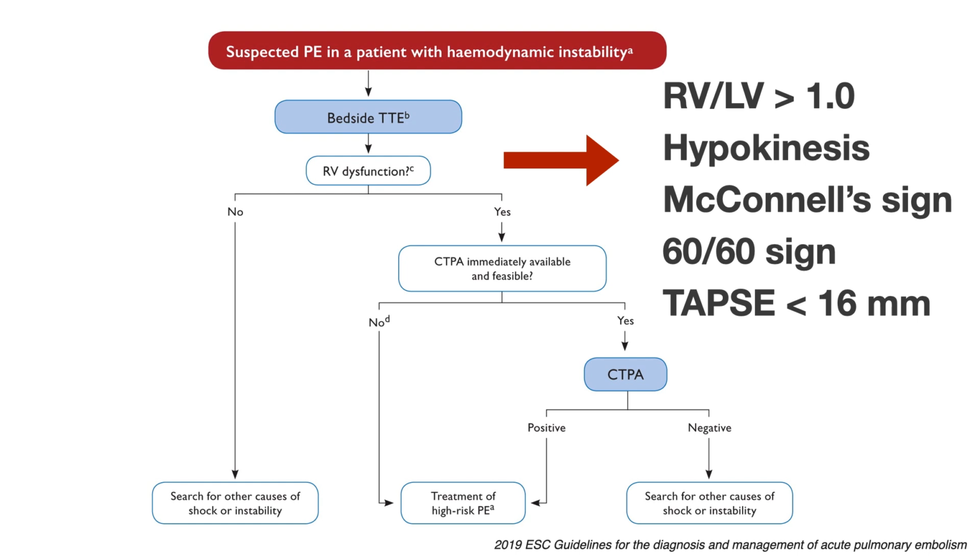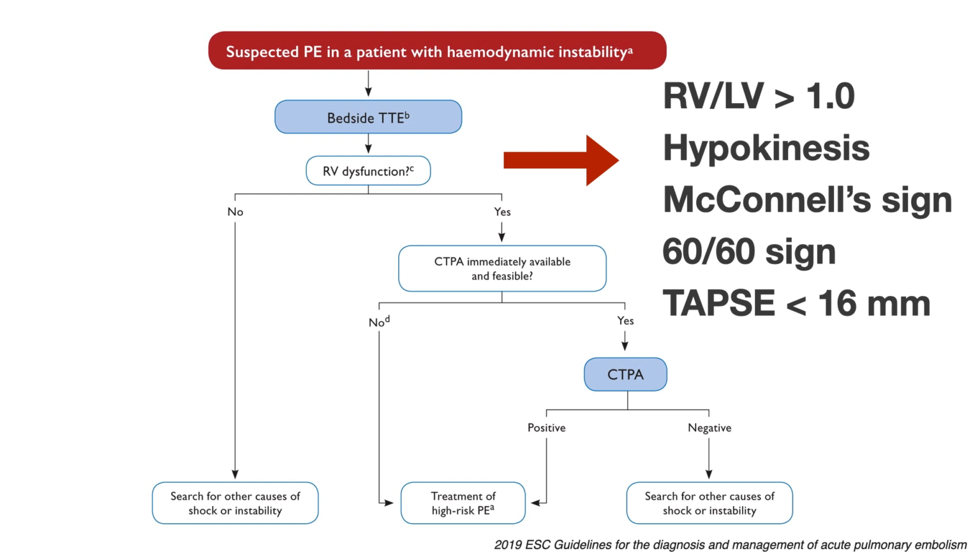However, if the signs of RV dysfunction listed here are present, then proceed to therapy if CTPA is not immediately available or feasible. The signs of RV dysfunction refer mainly to an RV to LV diameter ratio more than 1, hypokinesis, McConnell sign, 60-60 sign, and TAPSE less than 16 millimeters.